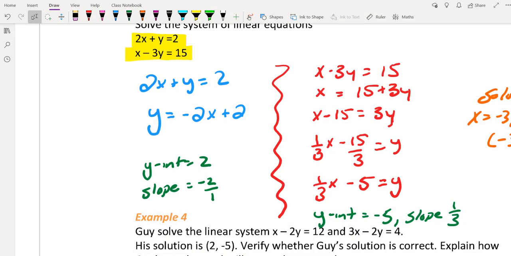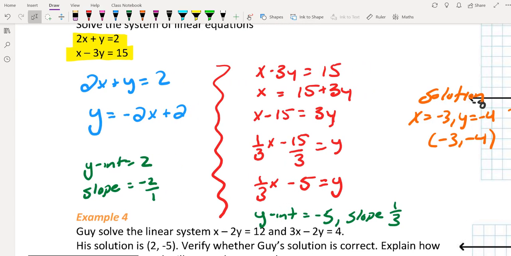In order to solve, you need to manipulate the equation to something that you can graph. I chose to do both in slope y-intercept form. So my first equation here in blue, where my slope intercept is y is equal to negative 2x plus 2, where my slope is negative 2 over 1, and my y-intercept is 2.